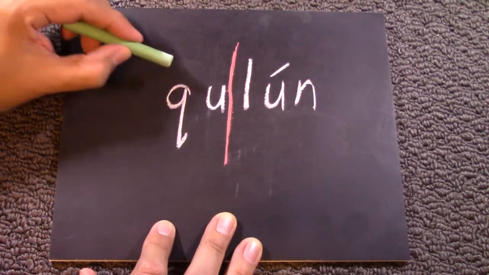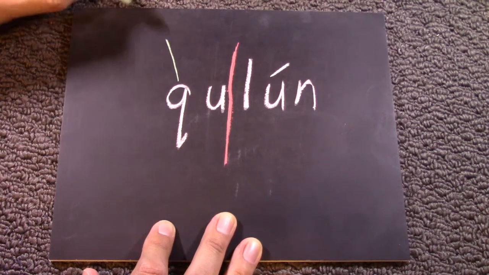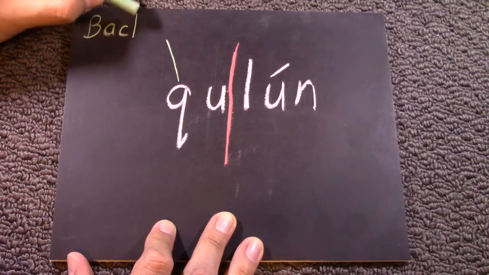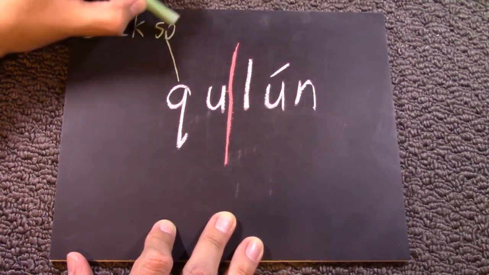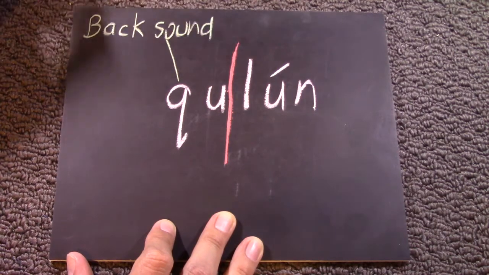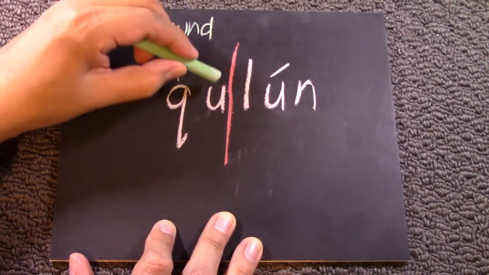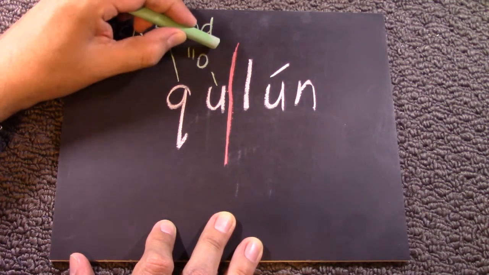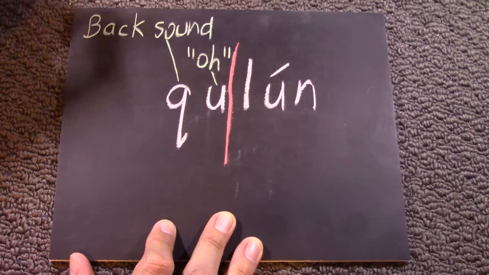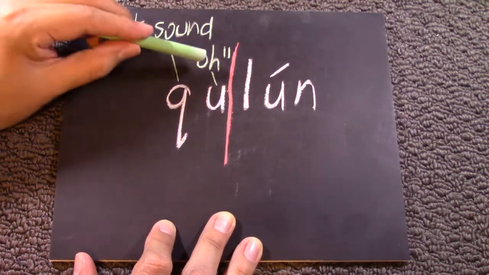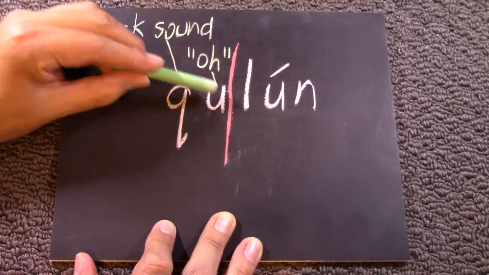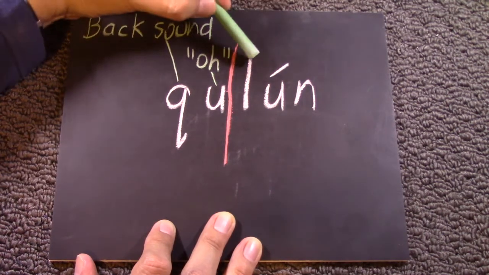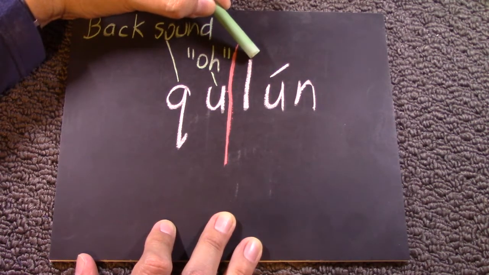Looking at each letter, what we have here to start with is a Q. So Q is what's known as a back sound or a uvular sound. And then we have a U, which in this case makes an O sound. This is different than what a regular U would sound like. And I'll get to that in a minute. We have an L, like the L in lily in English.